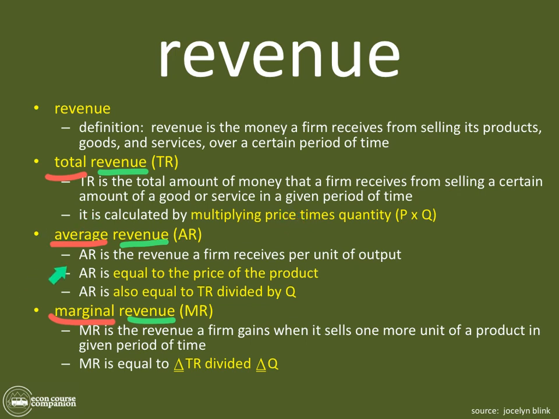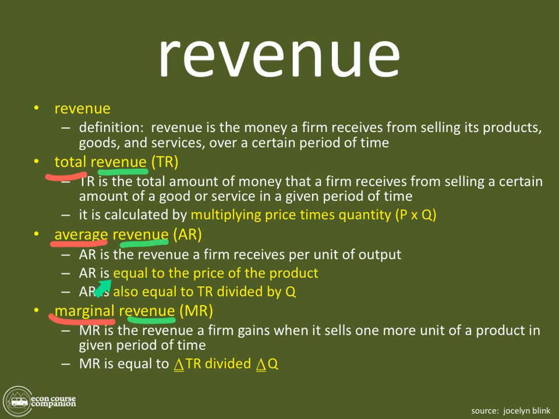Average revenue is the revenue a firm receives per unit of output. That's pretty simple. If you just think about water bottles, we charge $10 a water bottle. We made 100 of them. And so our average is what? $10 a bottle. Or you take the total revenue, 1,000, and divide it by the quantity, which is 100, and therefore you end up with the average revenue per bottle, which is $10.